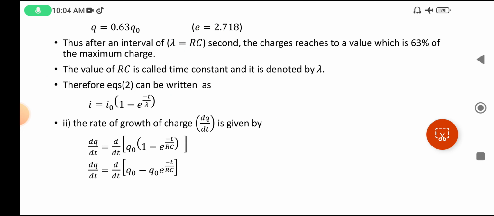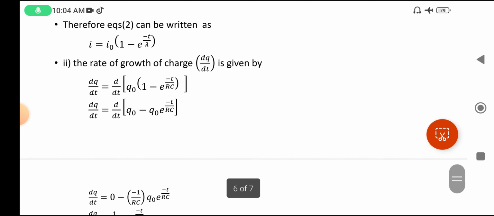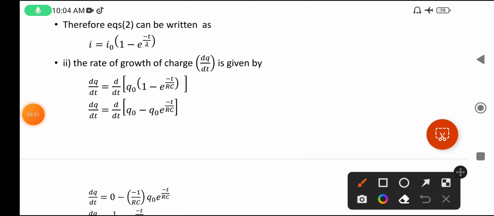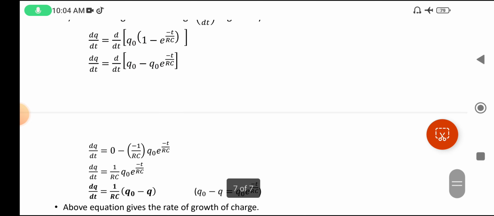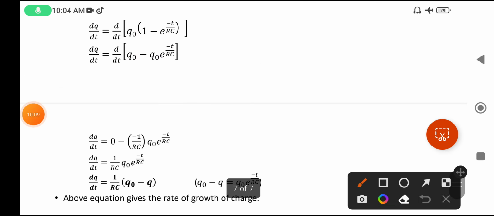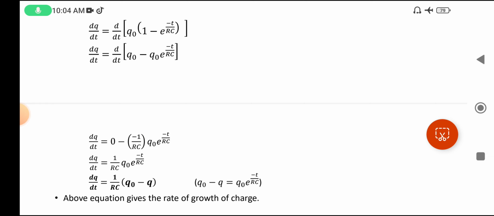Next, the rate of growth of charge. That means equation 1 can be differentiated. Multiply first inside, and it becomes like this. The definition of a maximum value is that it becomes constant, and the derivative of a constant is 0. Exponential term differentiation we know, so it is minus 1 by RC into t. The coefficient of t comes before this, so it is written like this.